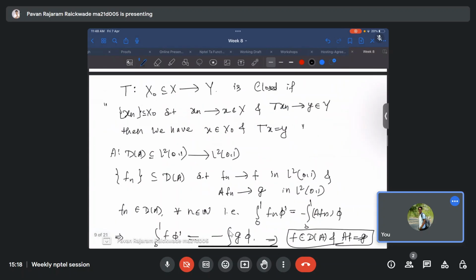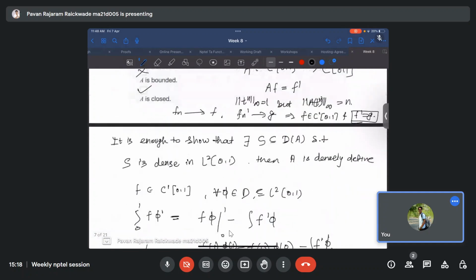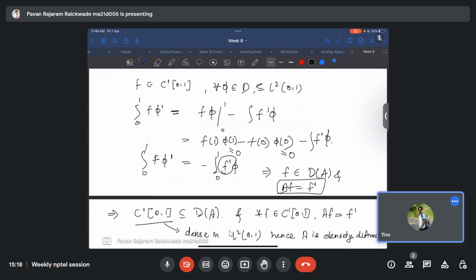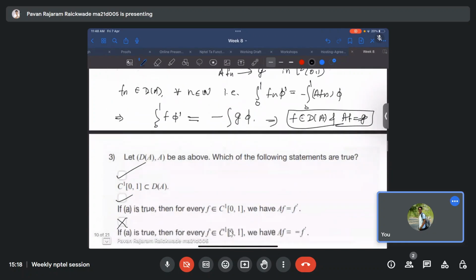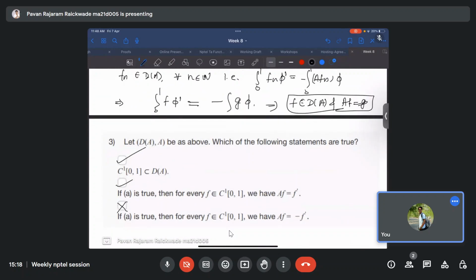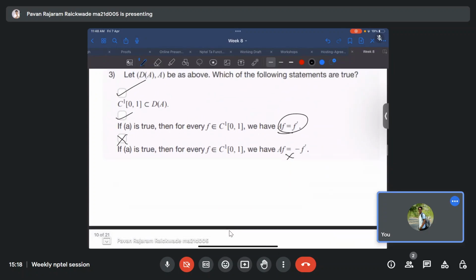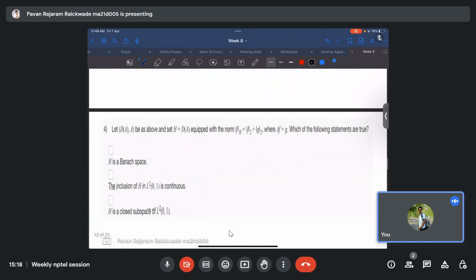Wait, what did we have? Okay, what was the question? For this f, there should be some g here. When we looked, the integral of f phi dash is coming as minus the integral of f dash phi. So AF equals F dash, right? Yeah, that's correct. So this is false. AF equals F dash we got, so this is false. There was nothing in this question. Already explained everything in question number two.